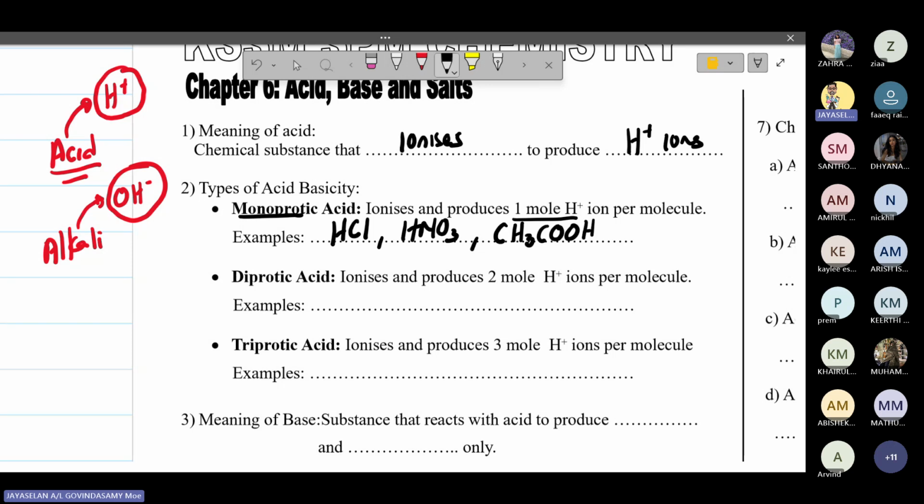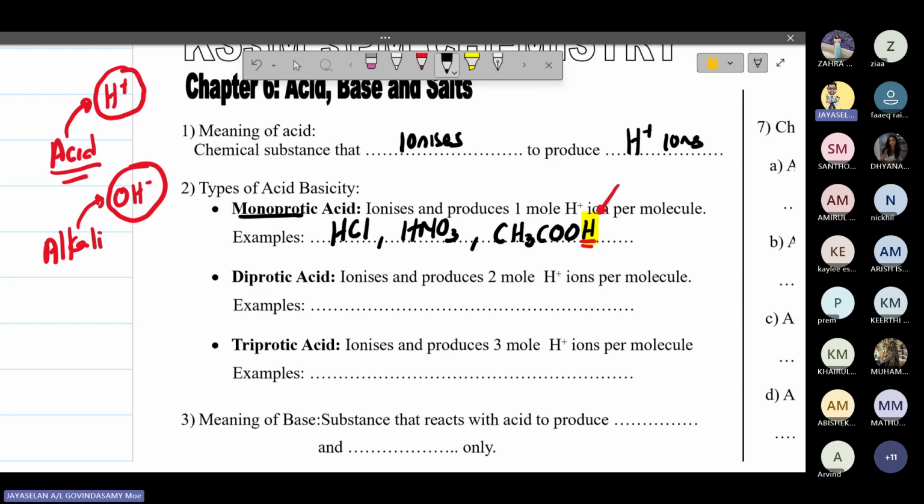CH3COOH, ethanoic acid. Ethanoic acid has many hydrogen ions, in front and at the back. Please remember only the one at the back ionizes. How many hydrogen ions ionize? Only this one. How many? 1 hydrogen ion. So ethanoic acid, methanoic acid, propanoic acid, all ionize at the back. The front does not ionize. Any question? No. Okay, diprotic acid, we have 2.